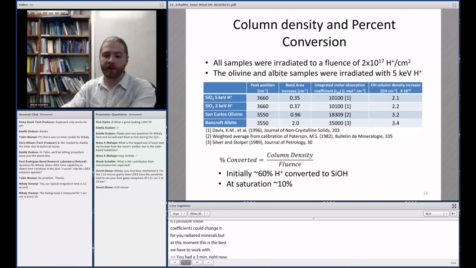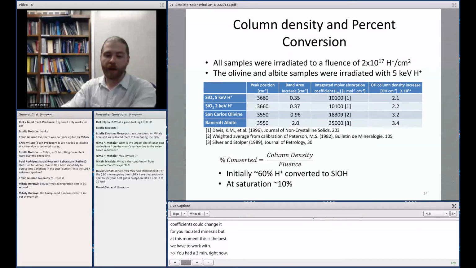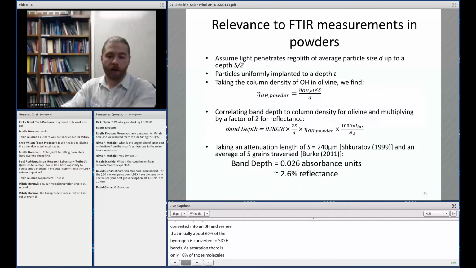Taking that column density, we can find the percent of implanted hydrogen that is converted into an OH. And we see that initially about 60% of the hydrogen is converted to SiOH bonds, or OH in some form. And at saturation, only about 10% of those molecules have been converted to SiOH bonds.